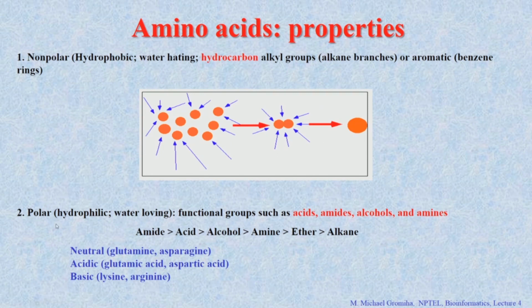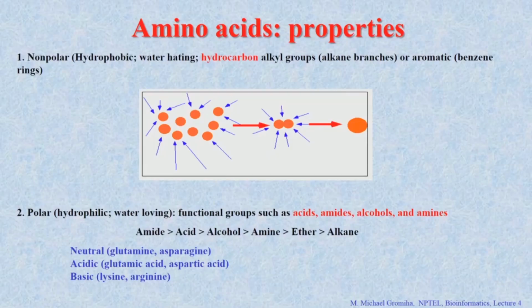Likewise, the polar amino acid residues, the hydrophilic residues, have different types of functional groups such as acids, amides, alcohols and amines. When you look into the polarity of these chemical groups, here I give the residues in increasing order of polarity: amides and acid, then alcohol, and amine is more than ether and alkane. So, there are three different types of amino acids. Some are neutral like glutamine and asparagine, acidic like glutamic acid and aspartic acid, and some are basic, lysine and arginine.